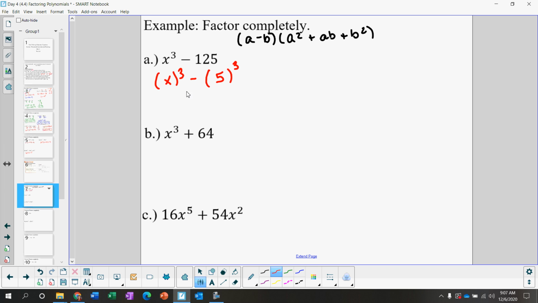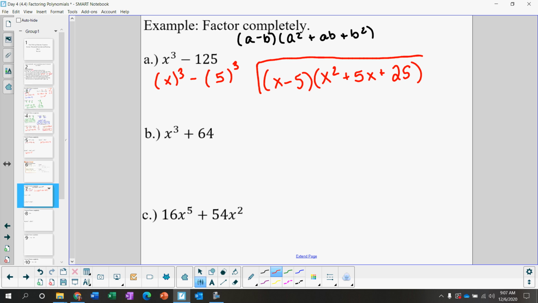So that means we're going to put x minus 5 is the first thing, and then x squared plus 5 times x plus 5 squared, which is 25. Right, and that's our answer. This is the pattern because this cannot be factored any further.